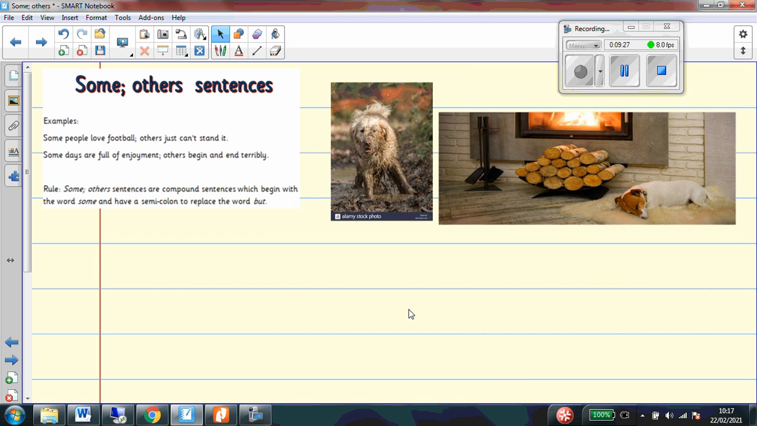Oh, look at these two dogs. Very different personalities by the look of it. What could we say about these ones? How would you compare them? Pause the video here and have a think for me. What would your comparison be?